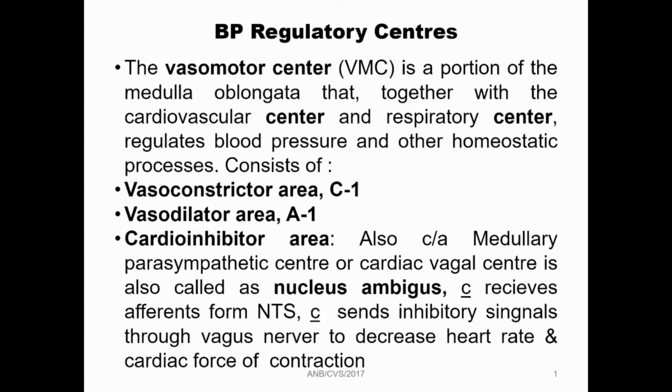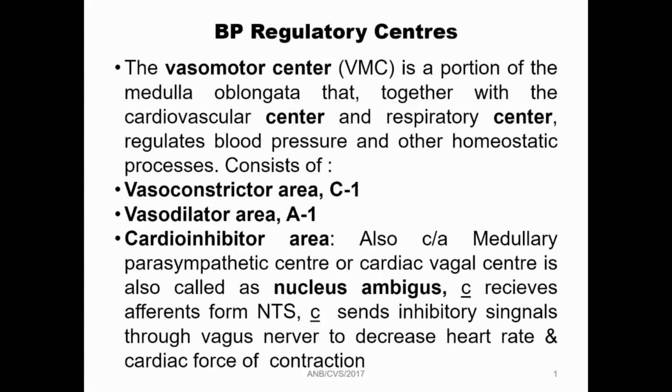Now this vasomotor center consists of three discrete zones or regulatory centers. These are the vasoconstrictor area, also commonly called C1, the vasodilator area A1, and then the cardio-inhibitory area. The cardio-inhibitory area is also called the medullary parasympathetic center or cardiac vagal center, also called the nucleus ambiguus, which receives afferents from the nucleus tractus solitarius and sends inhibitory signals through the vagus nerve to decrease the heart rate and cardiac force of contraction.